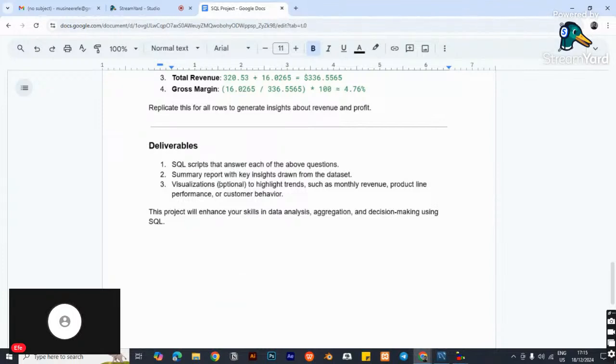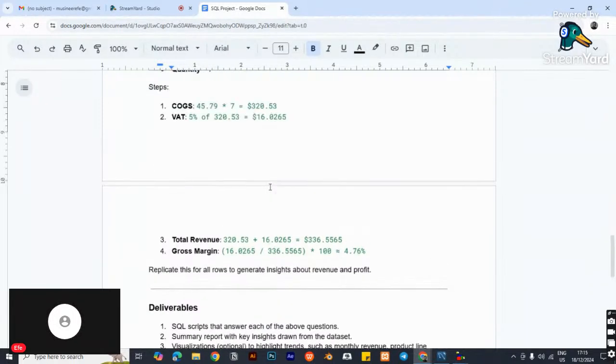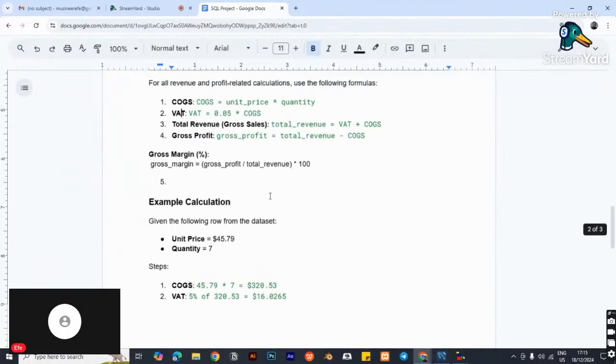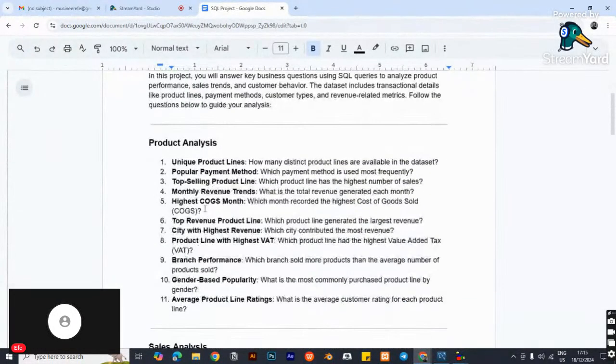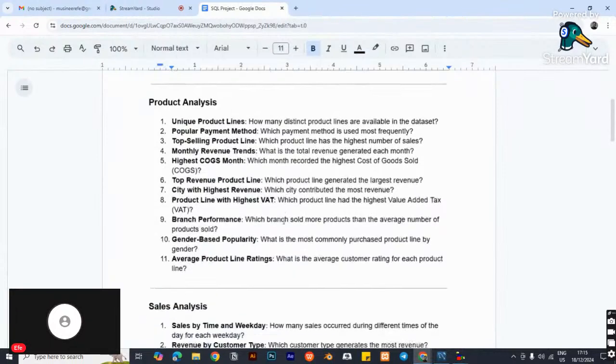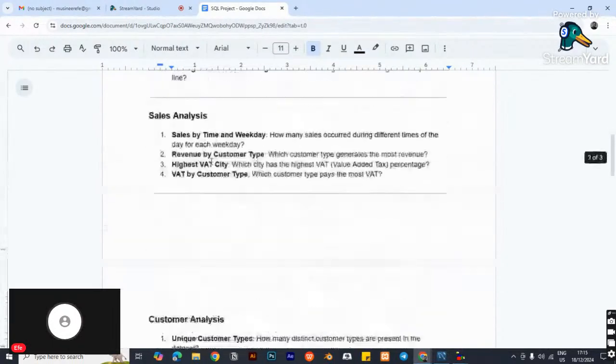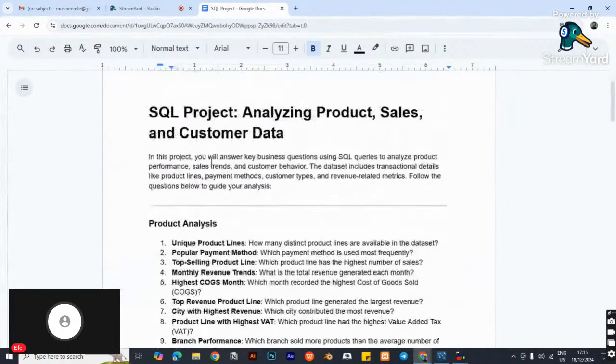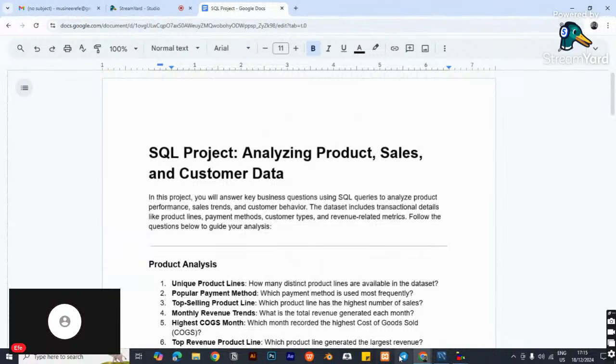You see here, visualization is optional. So with the insight drawn from your data set, you can go and visualize it in Excel or Power BI. Okay, so this is the data set. We'll start with product analysis and we'll answer some of these questions and look at sales analysis and the remaining part of this project. All right, let's dive into demo time.